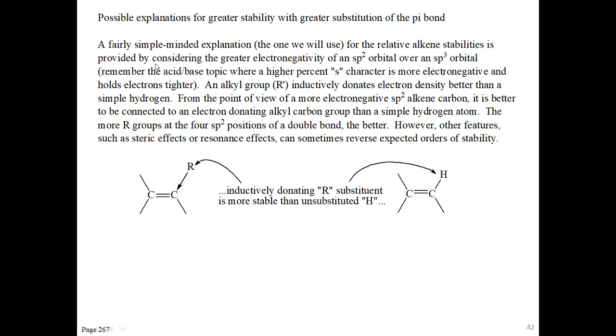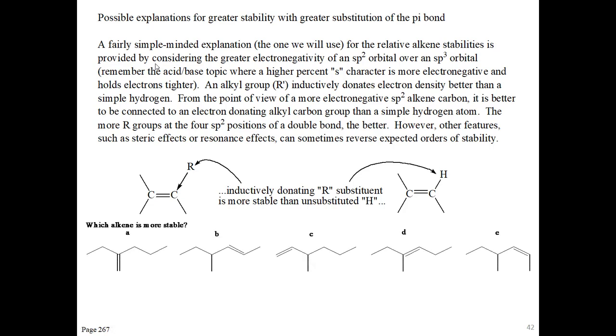Okay, so every time we put an R group in place of the hydrogen, the double bond gets a little more electron density pumped in to help stabilize it. So let's take a look down here. You might want to stop the slide for just a minute and think, which of these alkenes is the most stable? I'll wait just a tiny bit to give you a chance to stop it and make your guess. Okay, so now I'm going to tell you the answer.